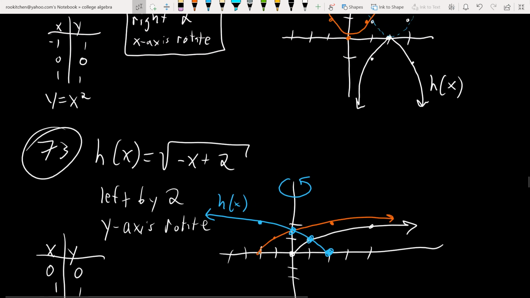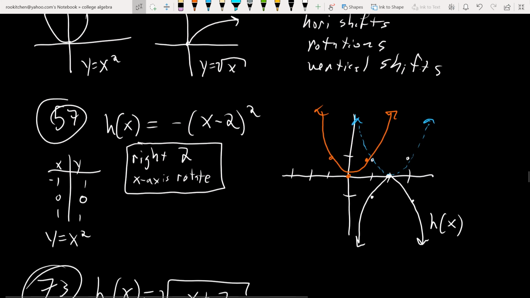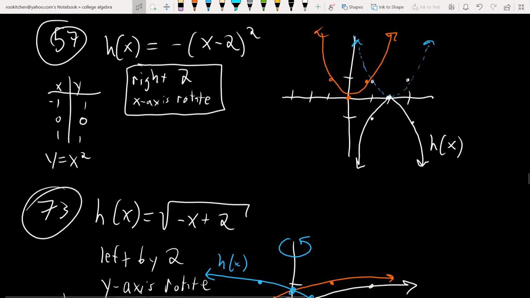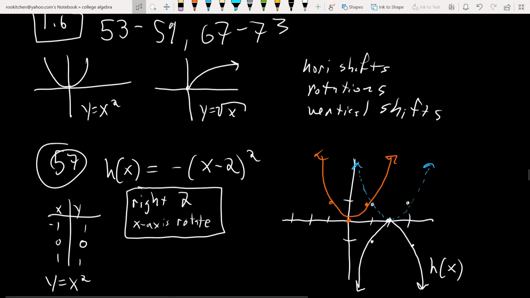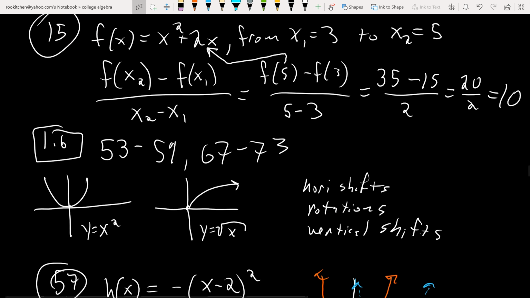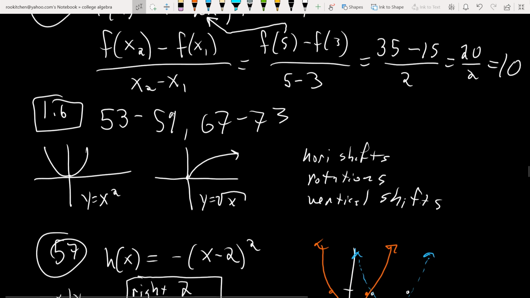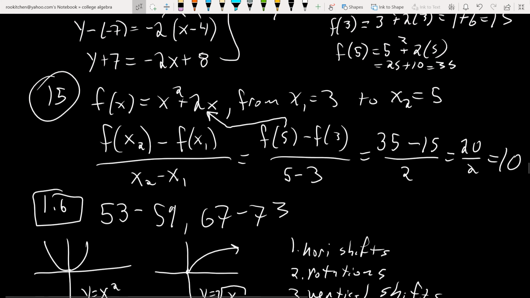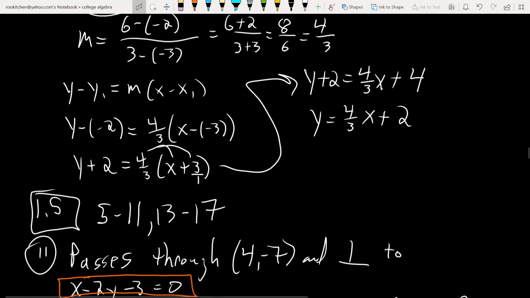What else? So you only need to know the graphs for square root x and x squared, and then we'll be doing only translations, horizontal, reflections, vertical, no stretches or shrinks. Okay, just the horizontal, reflection, and you have to do it in that order. So it's like order of operations. You first do your horizontal, then do the reflections, then do the verticals.